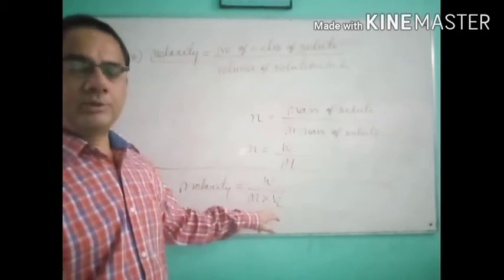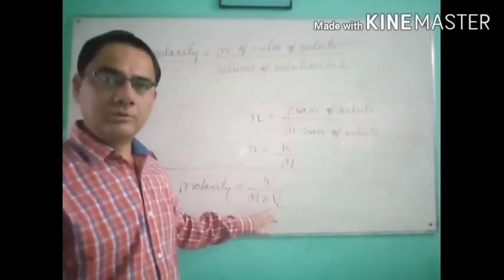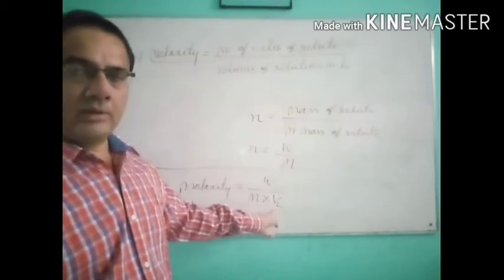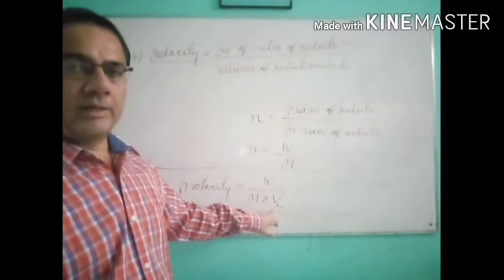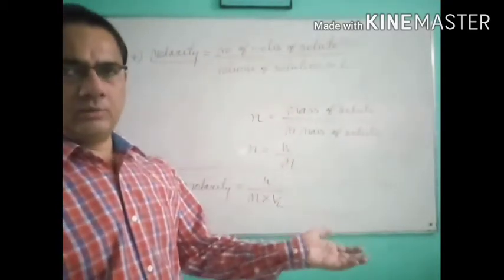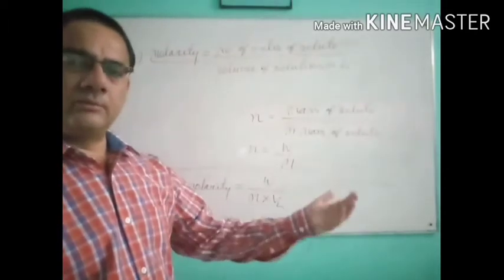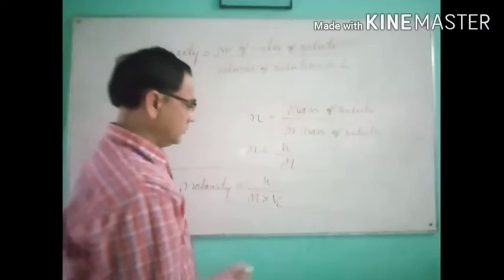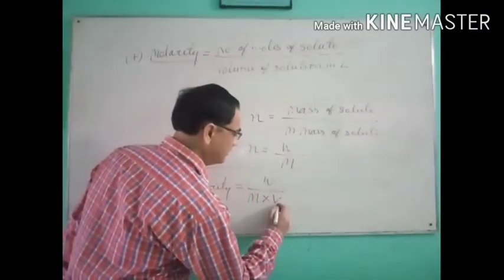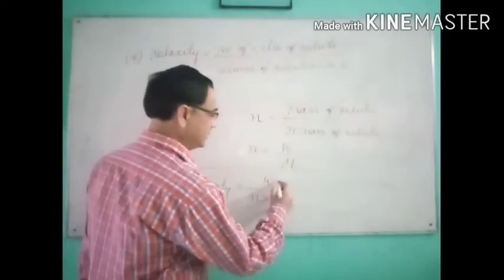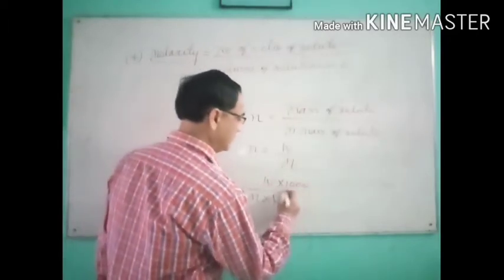But in many of the questions, the volume of the solution will not be given in liter, that may be given in ml. In that case, what to do? If it is given in ml, there is the first way that you convert it into the liter first and then put the value. And the second is, here you use the value in the ml, and upside you multiply by 1000.